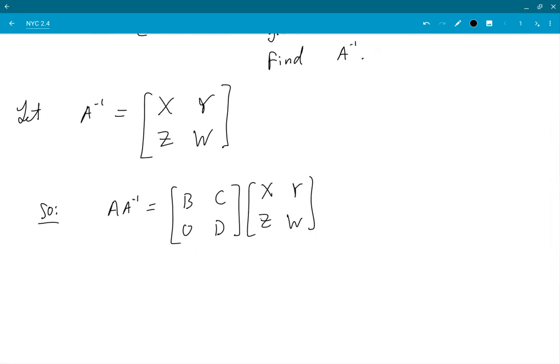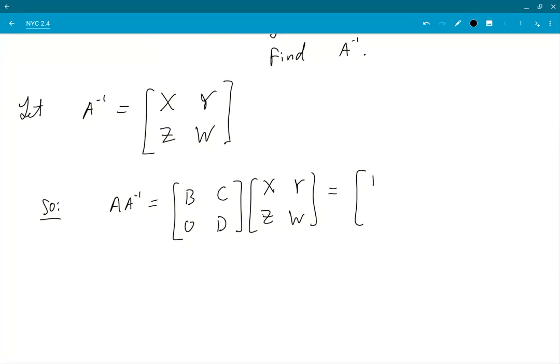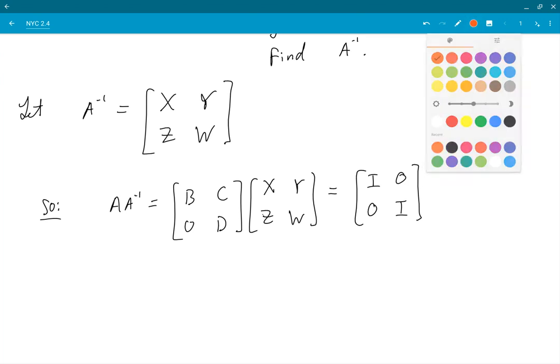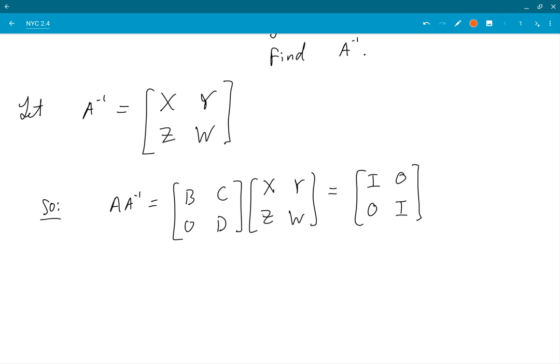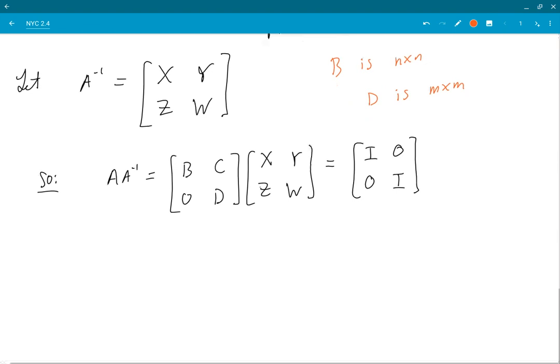And what does that equal? Well, it must equal the identity matrix, right? Which is going to be of this form. I haven't talked about the size of the blocks. If you want, you can assume that B is n by n, and let's say D is m by m. So C is, well, why don't you figure that one out?